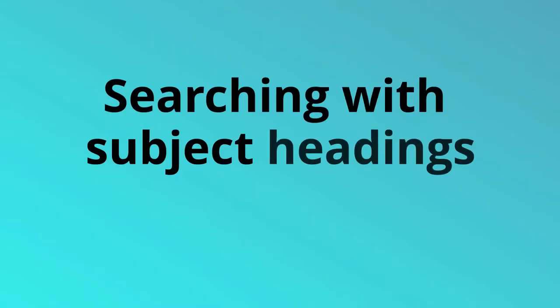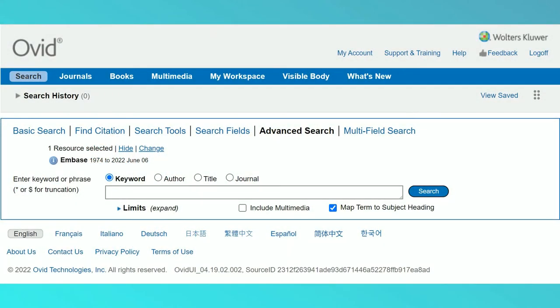First, searching with subject headings. EMBASE uses a set of subject headings called MTree, which are similar to the medical subject headings used by Medline and other databases. When you enter a search word on the advanced search page on EMBASE, there's a tick box pre-selected for map term to subject heading. When you search, you'll then be presented with a list of subjects which you may be interested in.